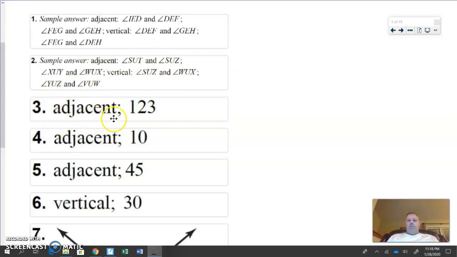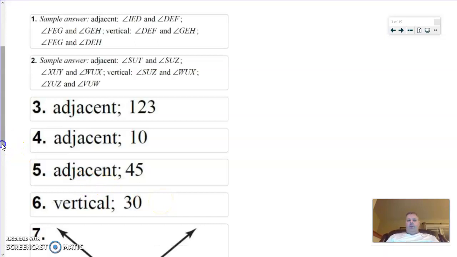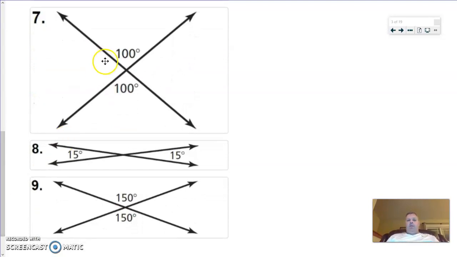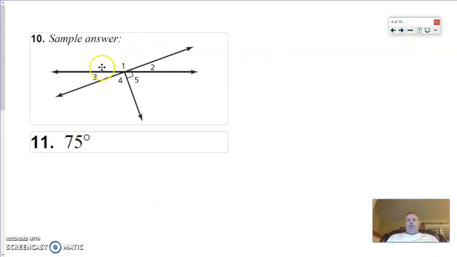Number 3 is an adjacent angle. It is 123 degrees. Number 4 is also adjacent. X is 10. Number 5 is adjacent and it is 45. Number 6, it is vertical and it is 30. Scrolling down a little bit farther, you can see number 7, 8, and 9. There's what your angles should look like with 100 on the opposites, the vertical, 15s on the vertical, and 150 on the vertical.